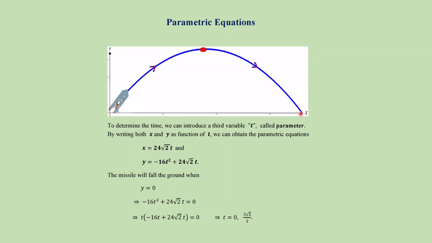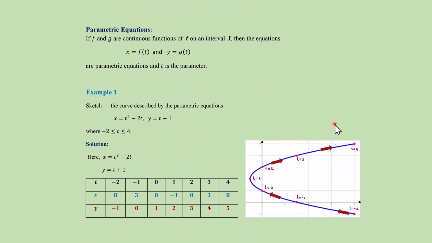Now the next question is how we will sketch the parametric equation. If we define the parametric equation, then the formal definition would be: if f and g are continuous functions of t on an interval I, then the equations x equals f(t) and y equals g(t) are parametric equations, and t is called the parameter.